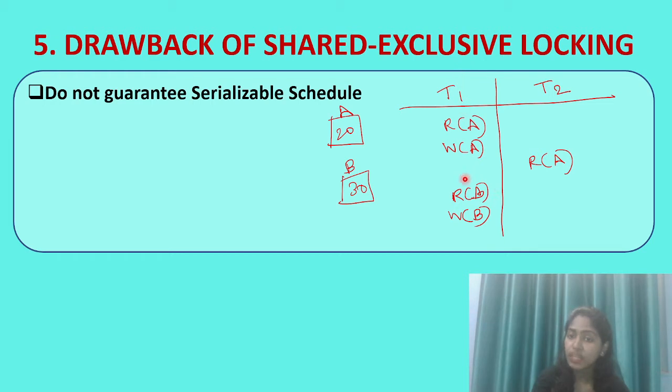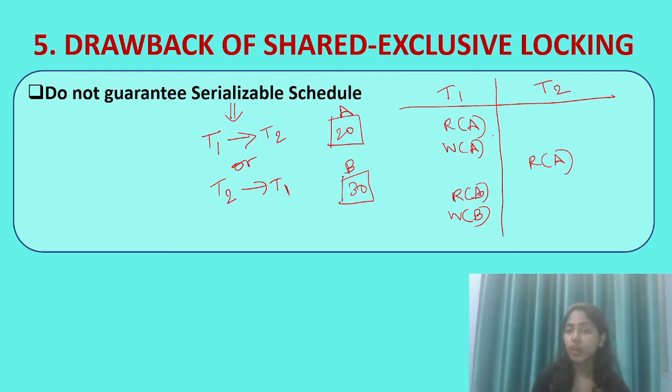Serializable means what? First T1 should complete properly, finishing its task completely, and only then T2 should happen, or T2 should complete first and then T1 should happen. But here it is not happening like that. First T1 is coming, then in between T2 is coming, then again T1 is coming. In this case we say it is a non-serializable schedule. Serializable means T1 should finish its task completely before T2 can start, or T2 should complete first and then only T1 can start. Either of these should happen, and only then can we call it a serializable schedule. One should complete its task completely before the next transaction can start.